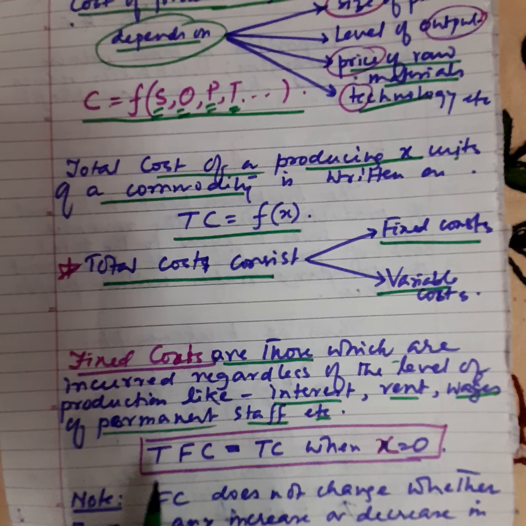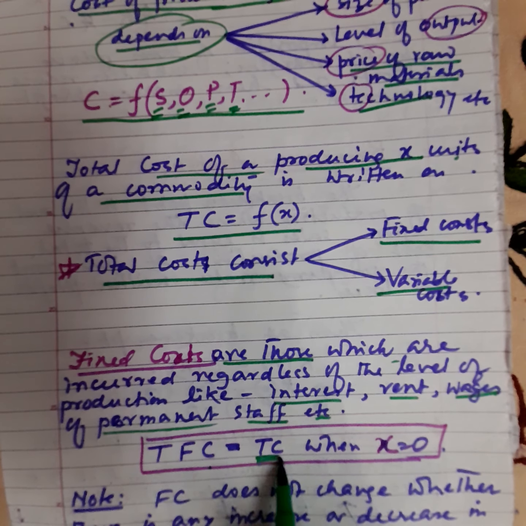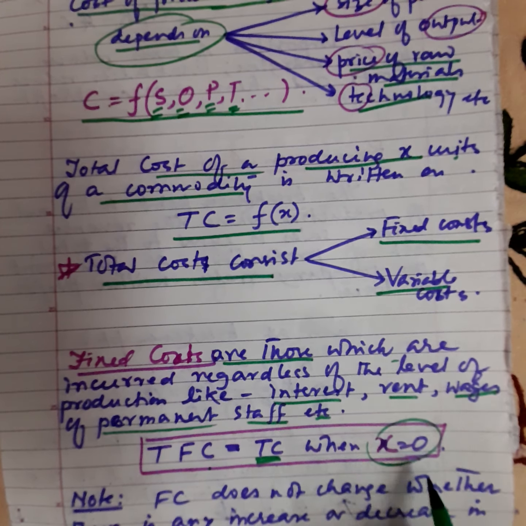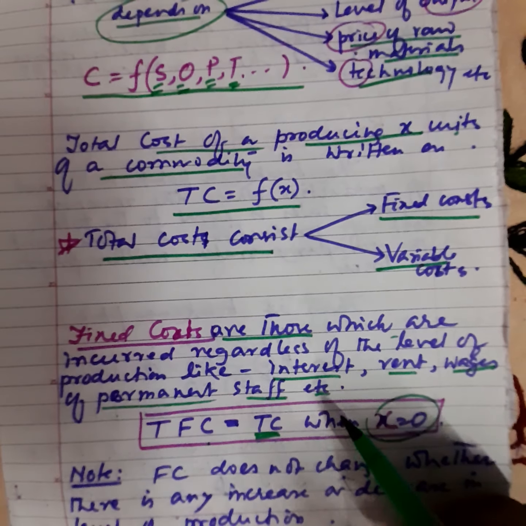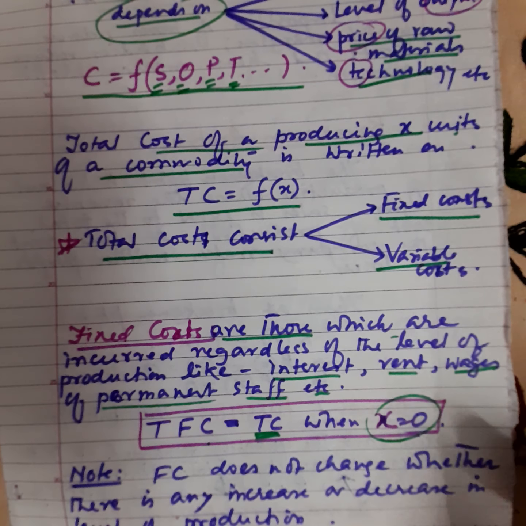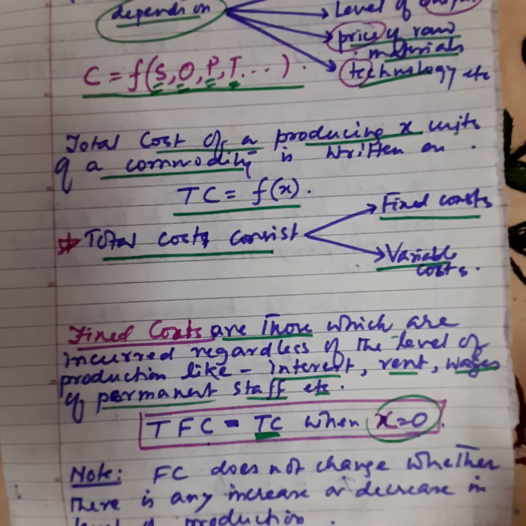That is, total fixed cost is equal to total cost when x is equal to 0, when production is 0. Whether there is any output or not is not the matter, but I have to pay the interest. The salary of the permanent staff we have to pay. Rent of the land, or rent of the buildings, whatever these things are, we have to pay. That is fixed cost.